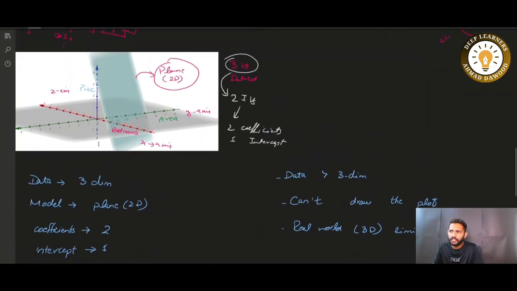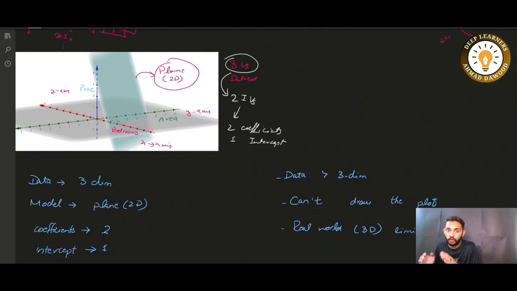I have told you in the theoretical part also, when you have a three-dimensional data set, you will have a model of two dimensions, with two coefficients and one intercept. In the same way, if your data set is growing, like your data has 10 columns in total, 9 columns are independent and one column is dependent, then your model will be nine dimensional.